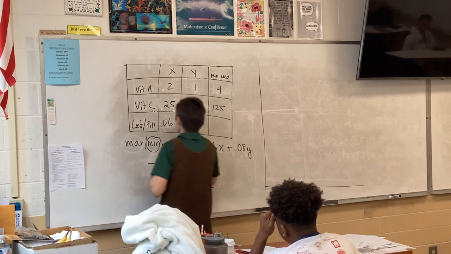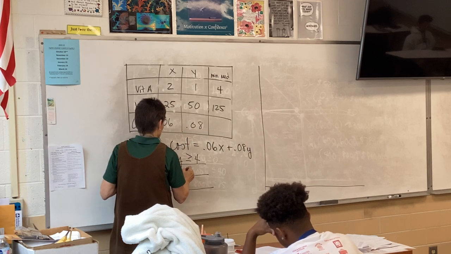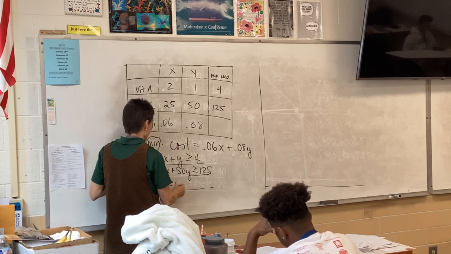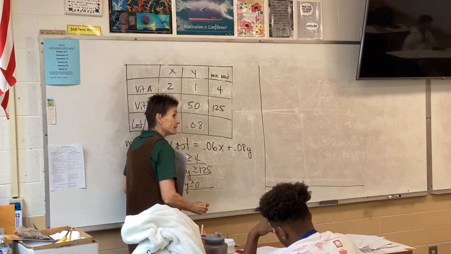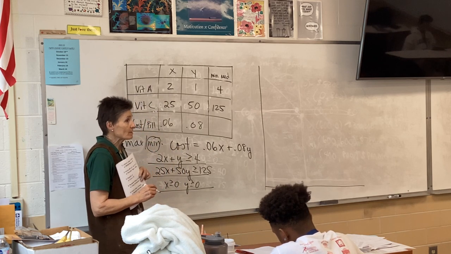All right, what's this constraint? 25X plus 50Y greater than or equal to 125. Exactly. And then do we still have our X and Y are positive? Yeah, because you can't take negative pills. Right, everything's positive.